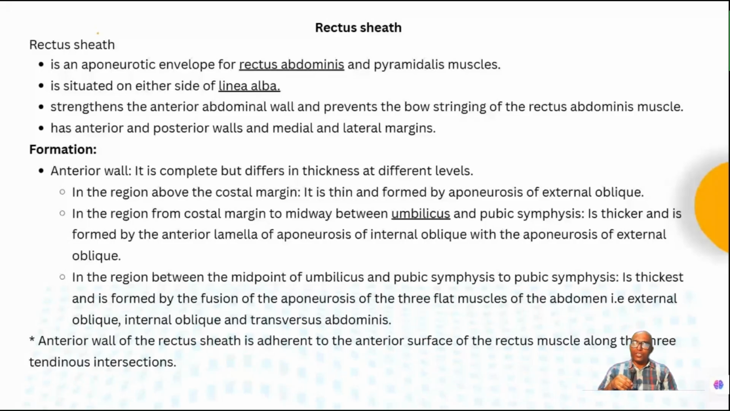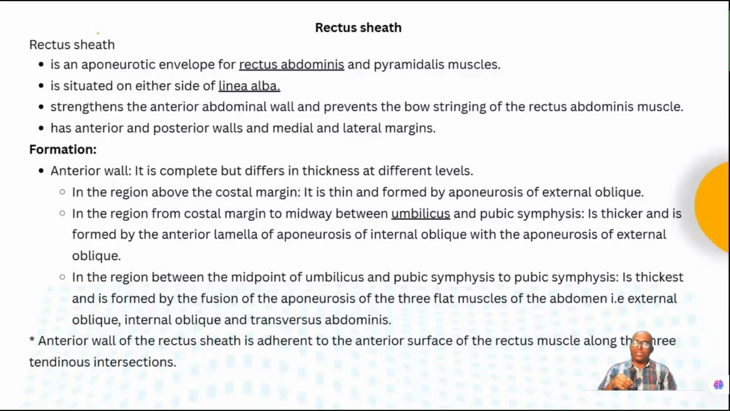Now, in the region above the costal margin, it is thin and formed by the aponeurosis of only the external oblique. In the region from the costal margin to midway between the umbilicus and the pubic symphysis, it is thicker and is formed by the anterior lamella of the aponeurosis of the internal oblique with the aponeurosis of the external oblique. So the internal oblique anterior lamina and the external oblique form the anterior wall in the region between the costal margin and midway between the umbilicus and the pubic symphysis.